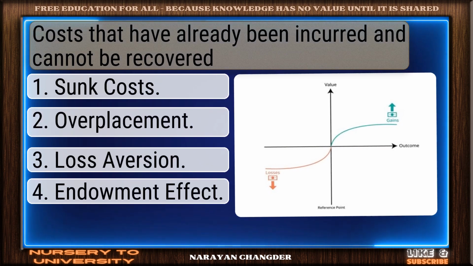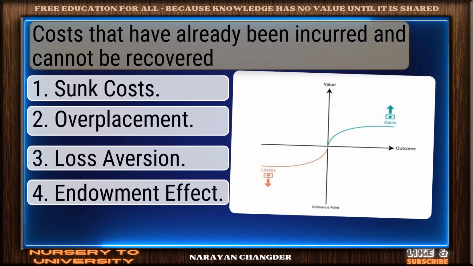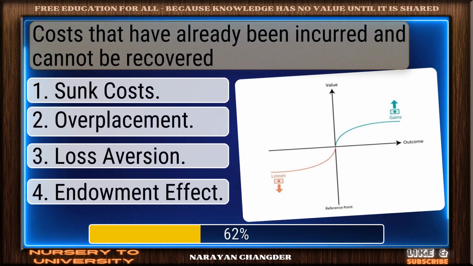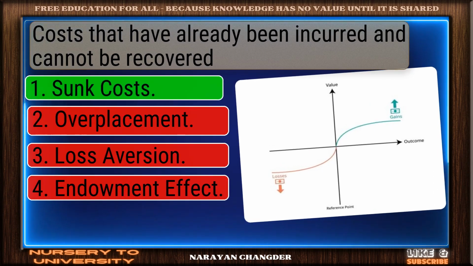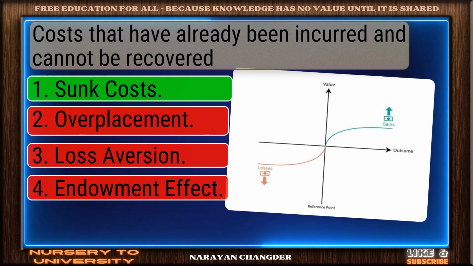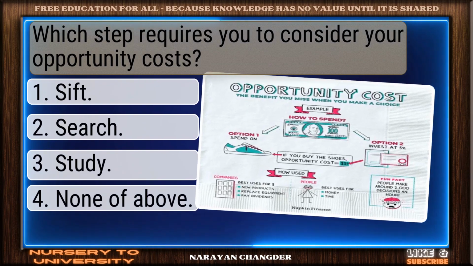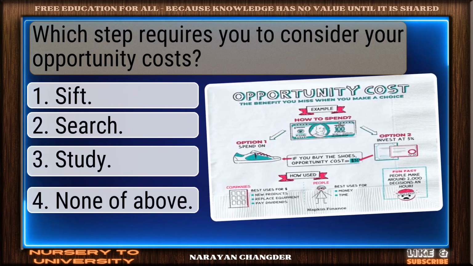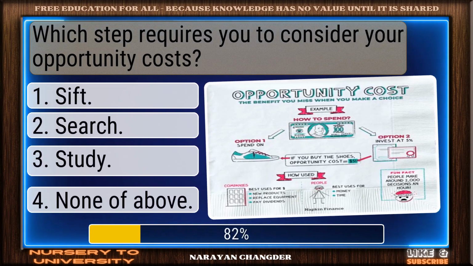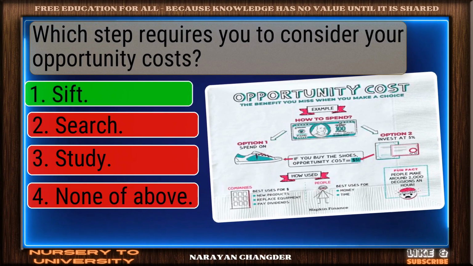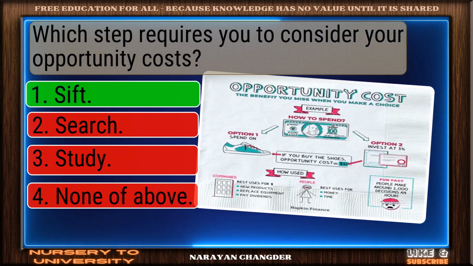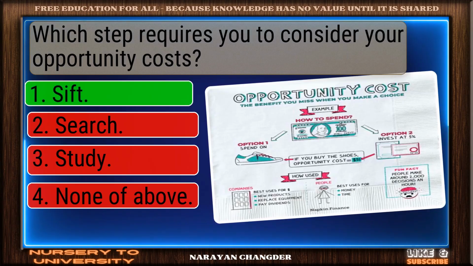Costs that have already been incurred and cannot be recovered. Strong choice. Sunk costs is the right answer. Which step requires you to consider your opportunity costs? Clear logic. Your choice sift is sound and 100% true.